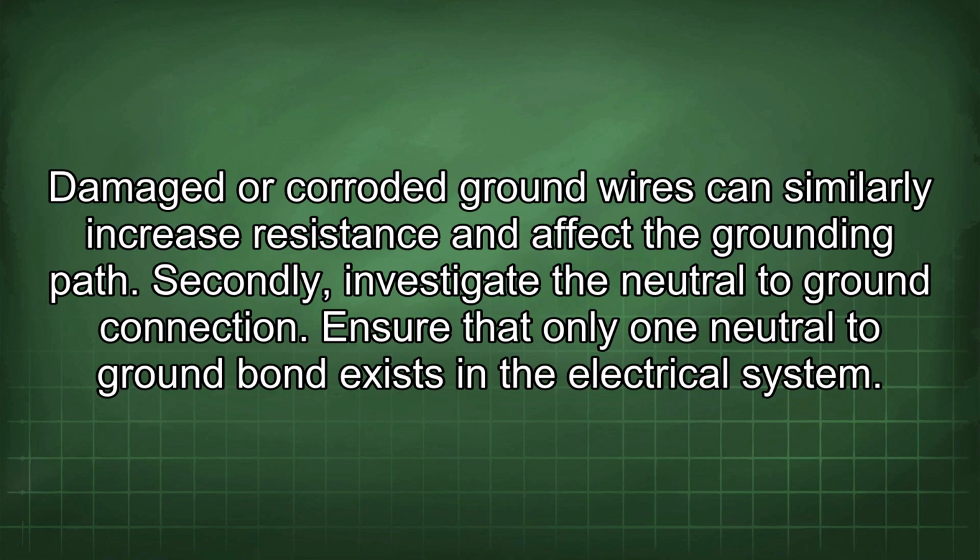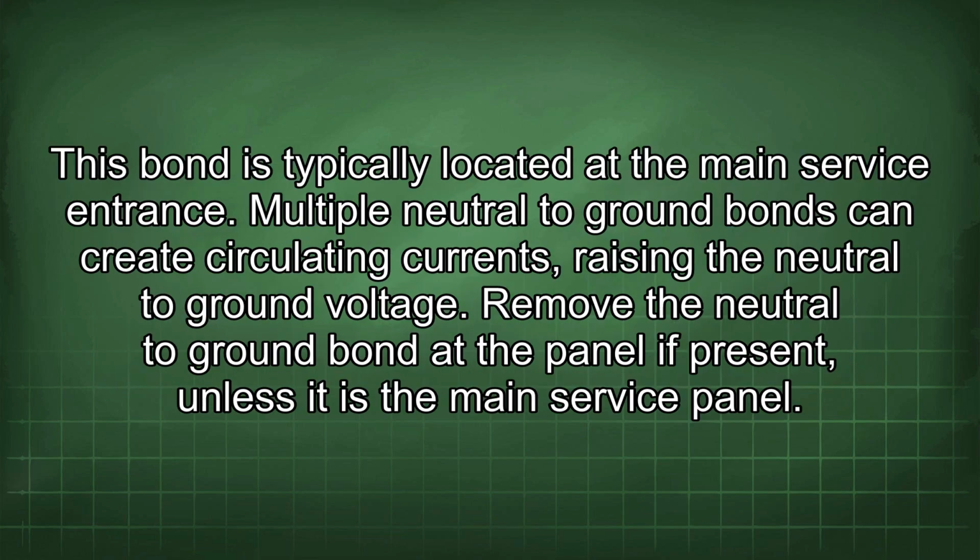Secondly, investigate the neutral to ground connection. Ensure that only one neutral to ground bond exists in the electrical system. This bond is typically located at the main service entrance. Multiple neutral to ground bonds can create circulating currents, raising the neutral to ground voltage. Remove the neutral to ground bond at the panel if present, unless it is the main service panel.